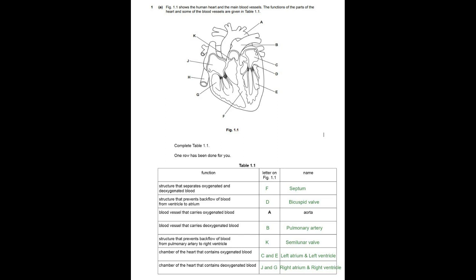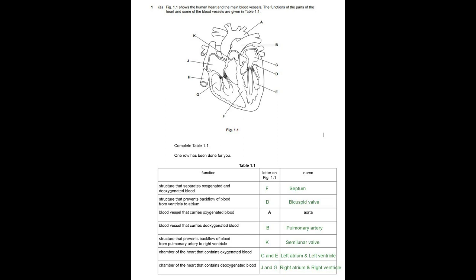Structure that prevents backflow of blood from ventricle to atrium. The letter on figure 1.1 is D and the name is bicuspid valve. Next question. The blood vessel that carries oxygenated blood. The letter on figure 1.1 is A and the name is aorta. Blood vessel which carries blood away from the heart is also known as aorta. Blood vessel that carries deoxygenated blood. The letter on figure 1.1 is B and the name is pulmonary artery.